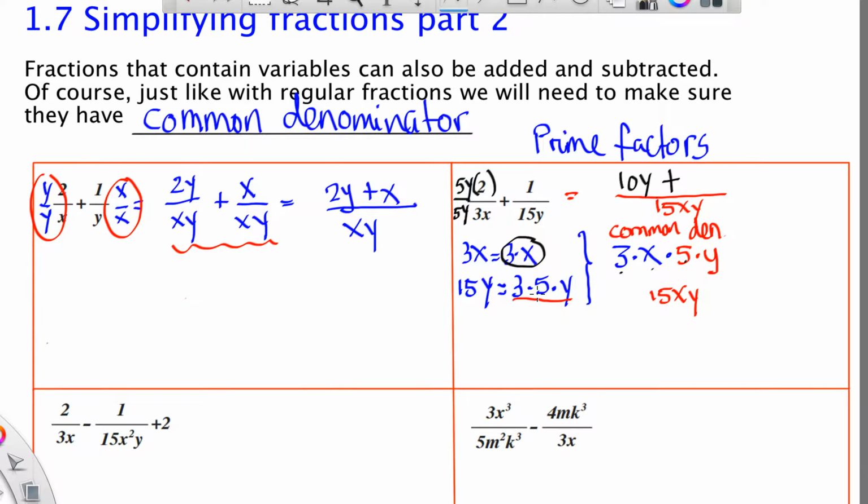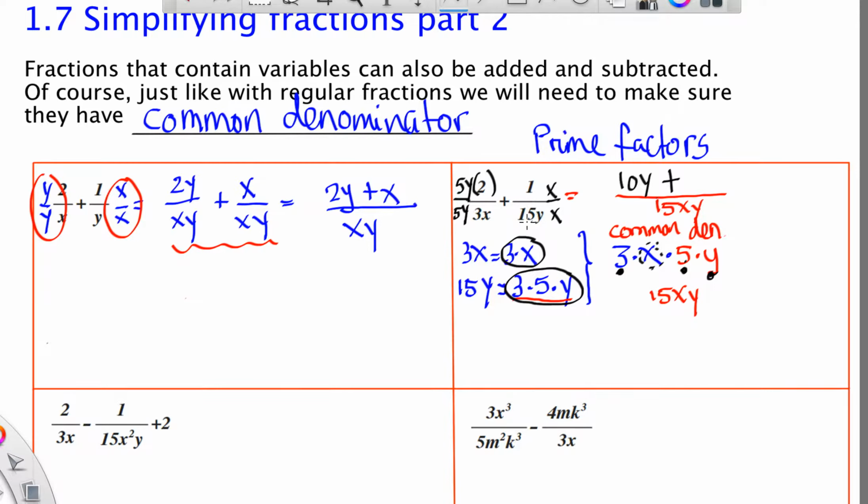Now I'm going to do the same thing. I'm going to look at the second denominator, which is 3 times 5 times y, and I'm going to look at which parts I already have, and what I still need then. So I already have a 3, I have a 5 and I have a y already in 15y. So what I still need is this x. So I'm going to multiply by x here, and I will multiply by an x there as well, although usually I don't write that one.